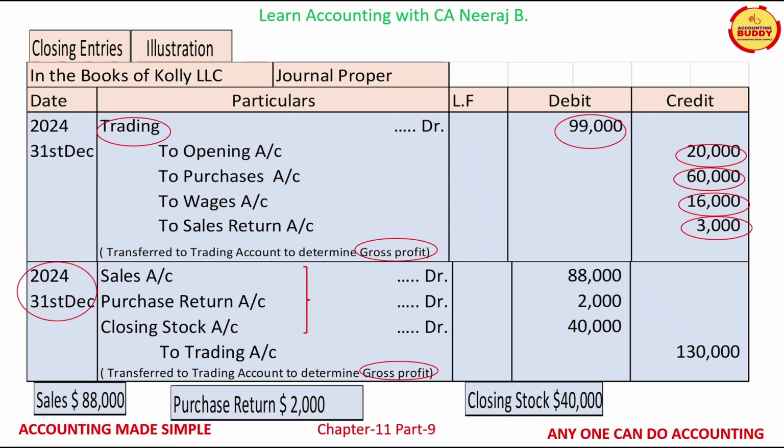All the income nominal accounts with credit balance will be debited to make their final closing balance as nil. Sales account will be debited by $88,000, purchase return account by $2,000 and closing stock account by $40,000. The second part of the entry will be passed by crediting trading account for $130,000.